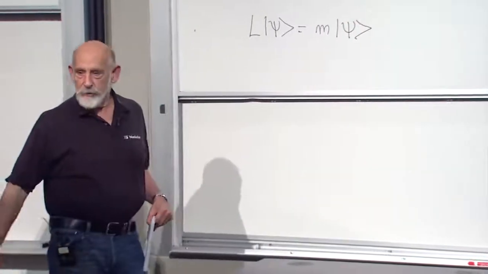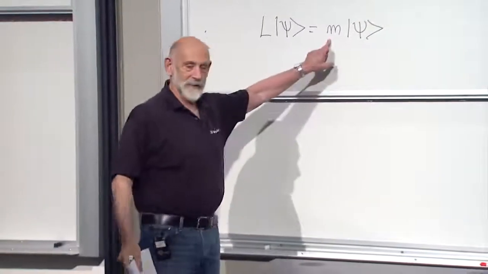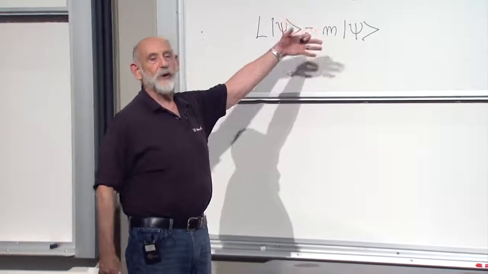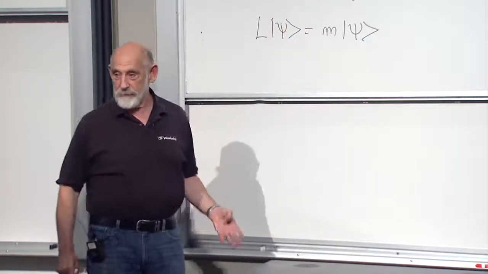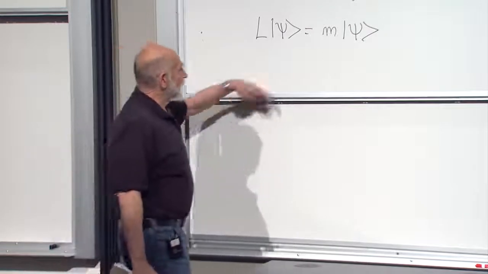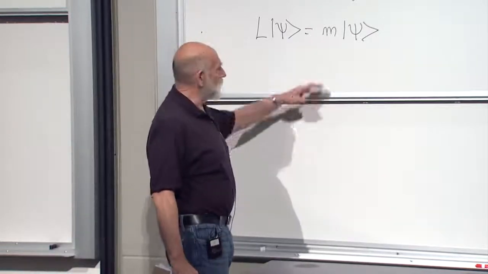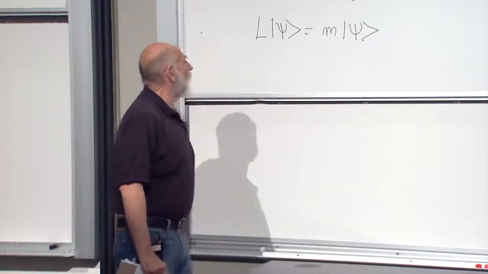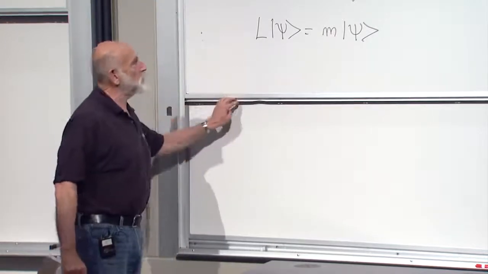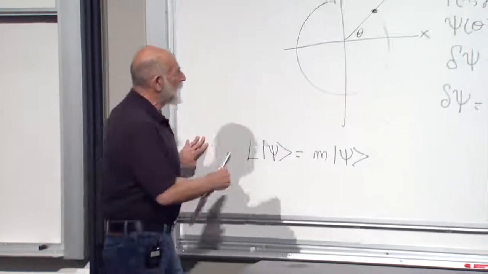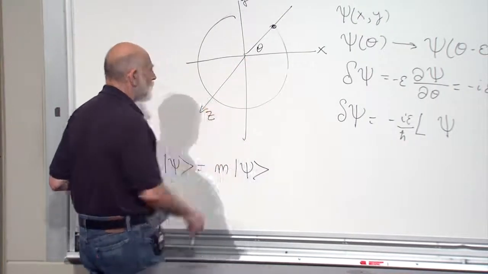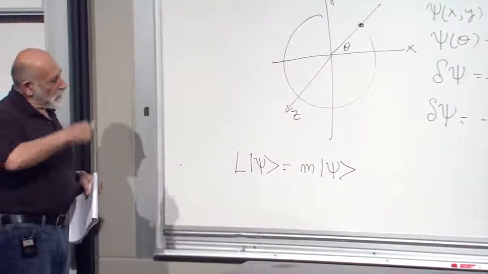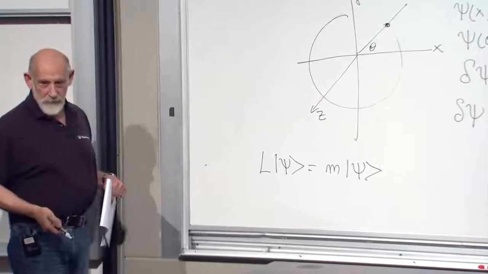Now, if I were doing it, I would have put little l here. But somebody did this long in the past. m happens to stand for magnetic quantum number. But that's a historical anachronism. Nevertheless, the eigenvalue of L, and let's add a little more to this picture. Let's put a z-axis in. The z-axis comes out of the blackboard. So we're talking about rotations about the z-axis.